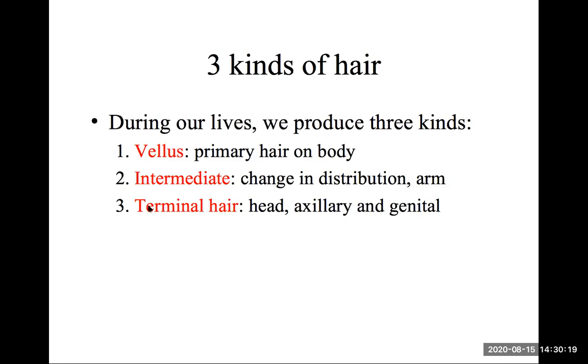And then finally, terminal hair, which includes the hair on our head, but also, at and beyond puberty, terminal hair includes the axillary region, so your armpit hair, and the genital region. So there's hair around the pubic region and also around the anal region.